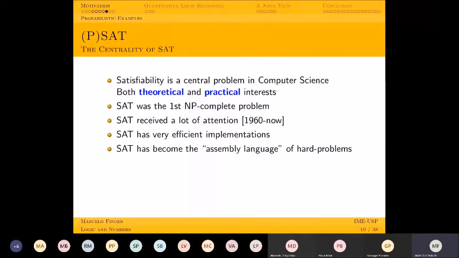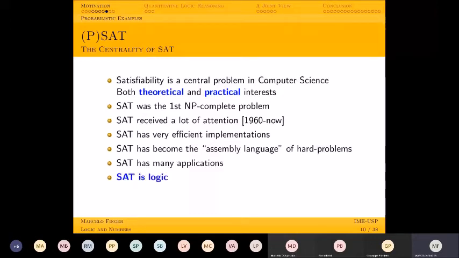And I have solved on this computer in less than an hour a problem that has more than 9 million variables. I mean, could you imagine? 2 to the 9 million is a lot more than the estimated number of particles in the universe. So SAT has become a kind of assembly language for NP-hard problems. If you have an NP problem, the first thing you do is compile it into SAT, use one of these SAT solvers and try to solve it. Sometimes it's not a good idea, like in this case, but anyway.